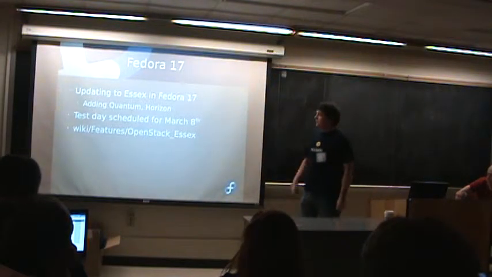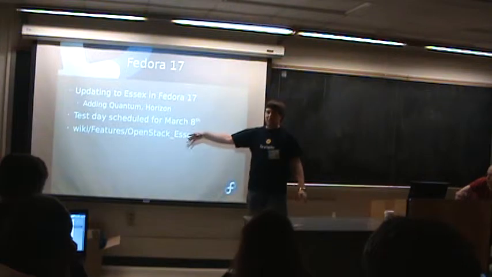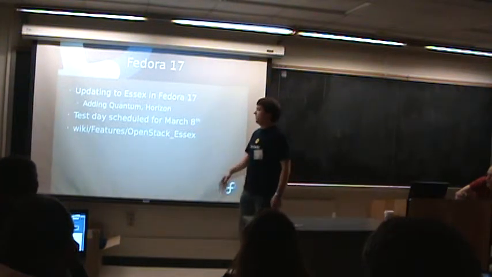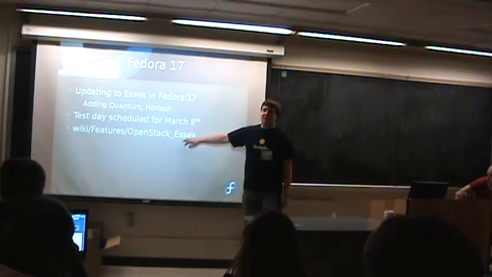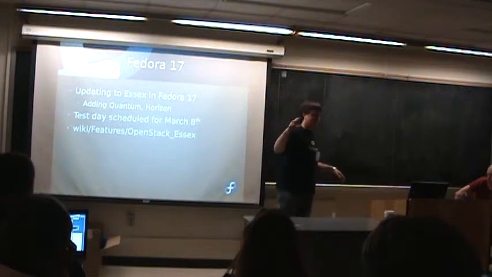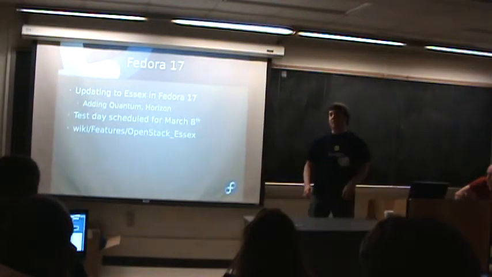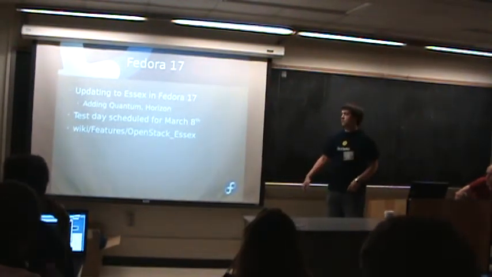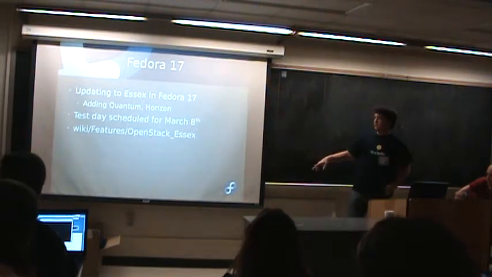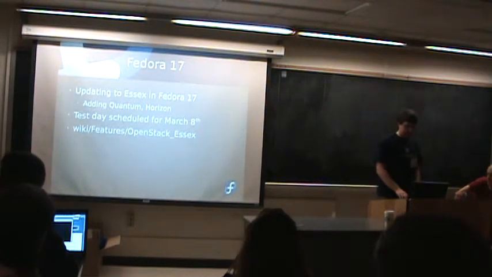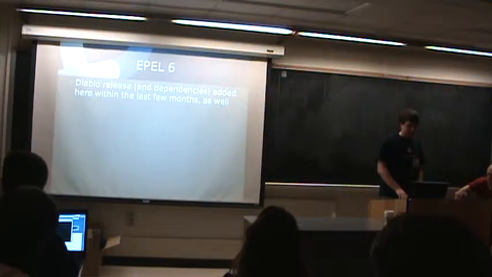If you want to check out the Fedora 17 feature page, it's on the Fedora project wiki, and the URL is wiki features OpenStack Essex. This feature page links to some sub-feature pages that cover some other things that are getting done. They're really sub-features of that. It's also in EPEL 6.